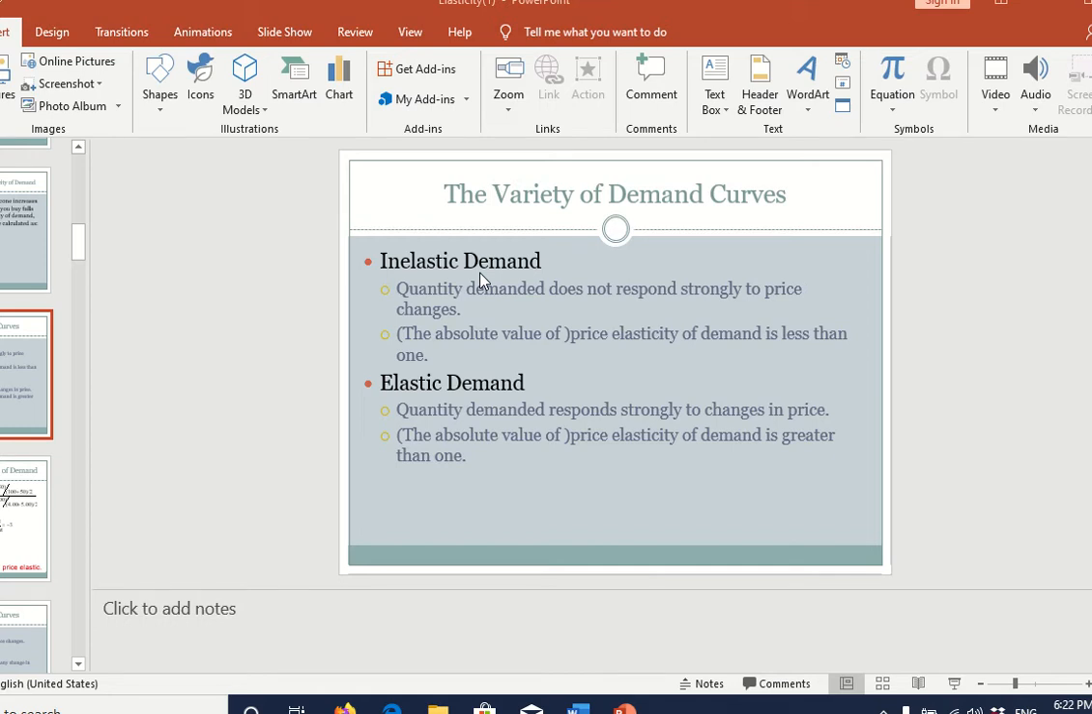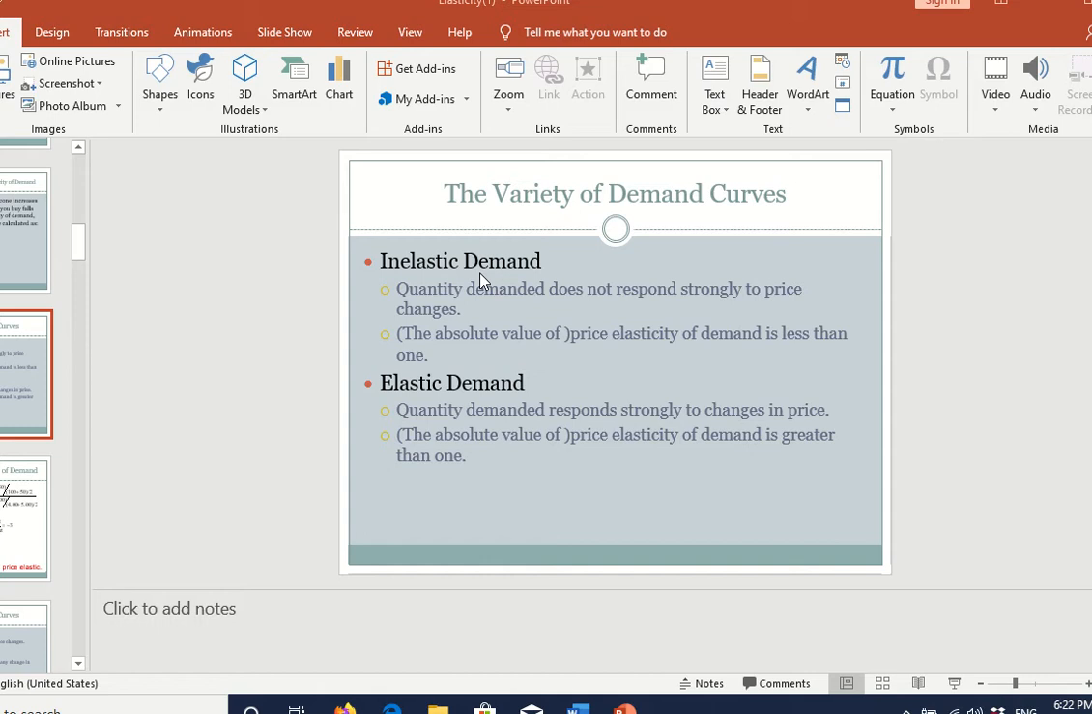Technically speaking, so strictly speaking, if we have numbers and if we have the calculation, when we say a demand is inelastic, what that means is the absolute value of the price elasticity of demand is less than 1. So 1% change in the price leads to less than 1% change in the quantity demanded. Okay, so that's an inelastic demand.